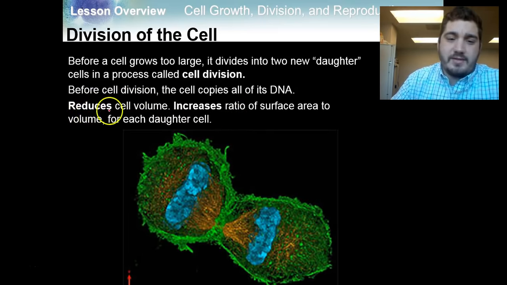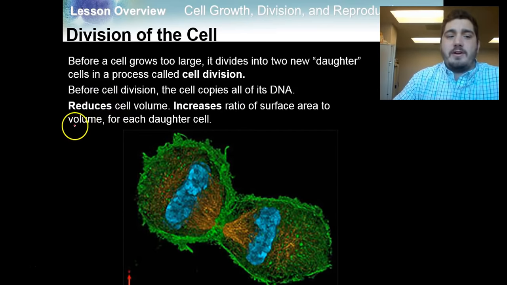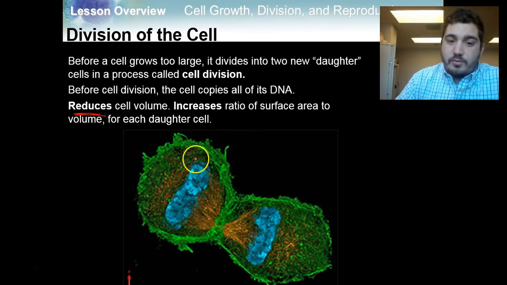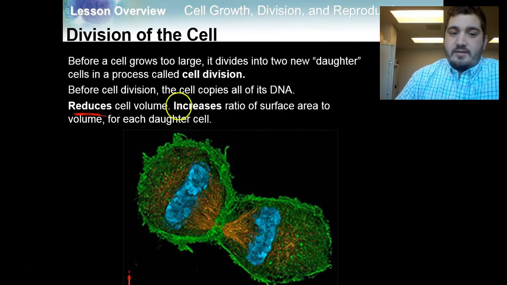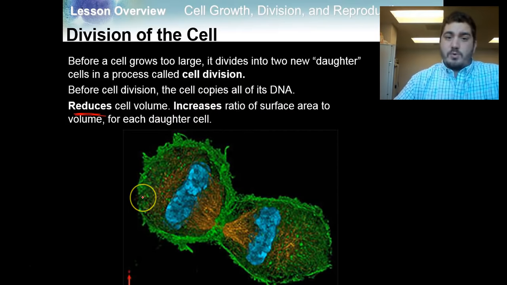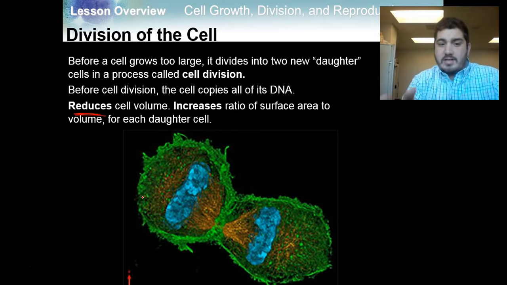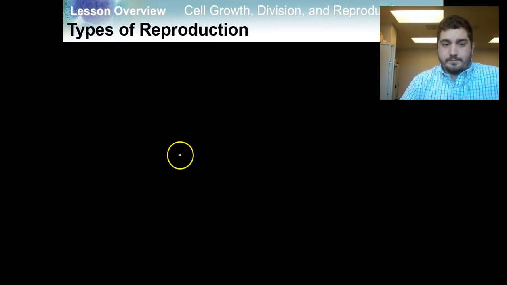When a cell divides, right, this goes back to the surface area to volume ratio. The cell volume is reduced, so the volume goes down, right? The size of the cell goes down, but the surface area increases, right? The surface area to volume ratio increases. We have much more surface area, or area touching the outside, than volume.